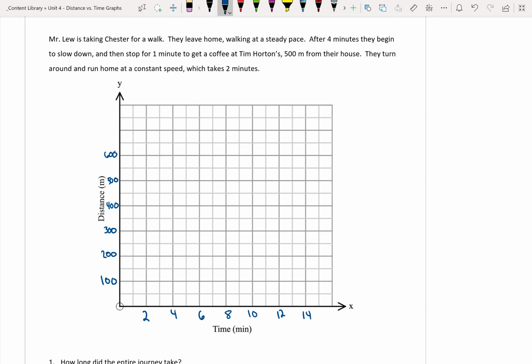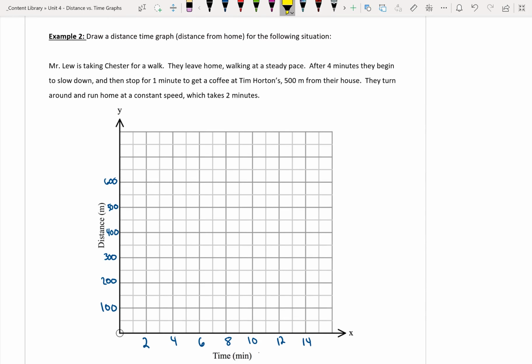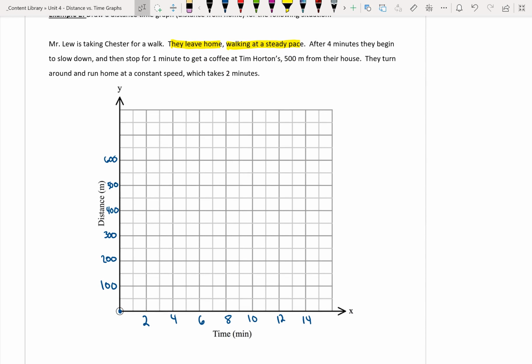All right, so there's a couple different sections to this scenario. We'll go back and highlight them. First thing is they leave home. So that means we're starting at our reference point down in the corner. They're walking at a steady pace, so that means it must be at least a straight line. And after 4 minutes, they slow down. And then they stop for a minute to get a coffee at Tim Hortons, it's 500 meters away. And they turn around and run home at a constant speed for 2 minutes.